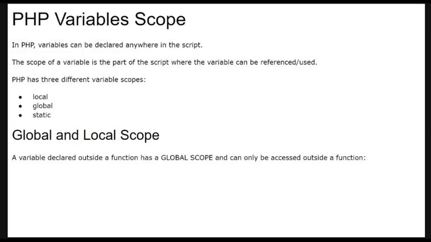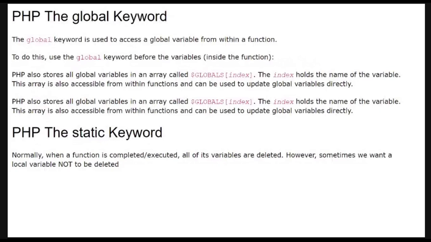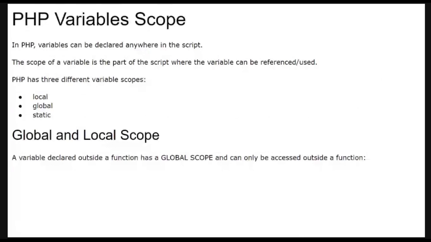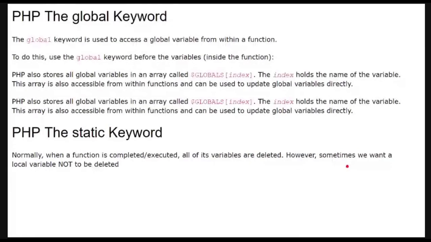We can use it outside, in the global scope. The global keyword is used to access a global variable from within a function. It can be accessed outside of a function; you can see the difference. The global keyword is used to access a global variable from within a function, so to do this we have to use the global keyword before the variables.